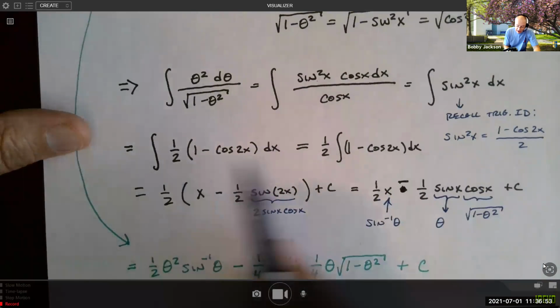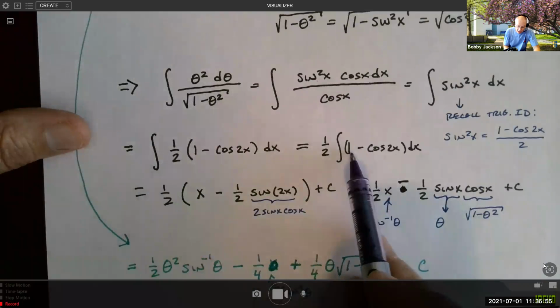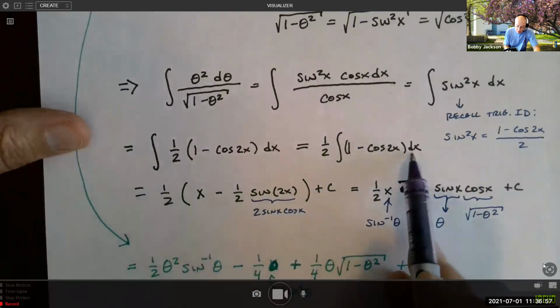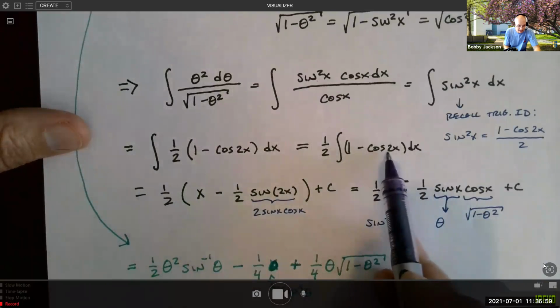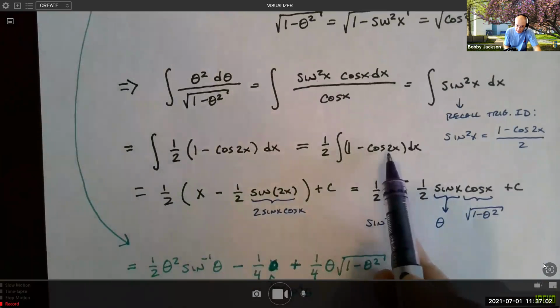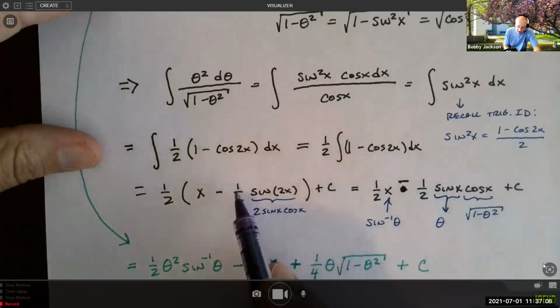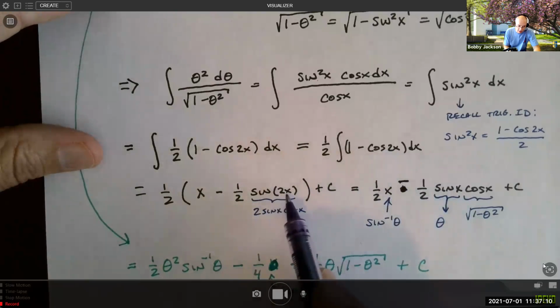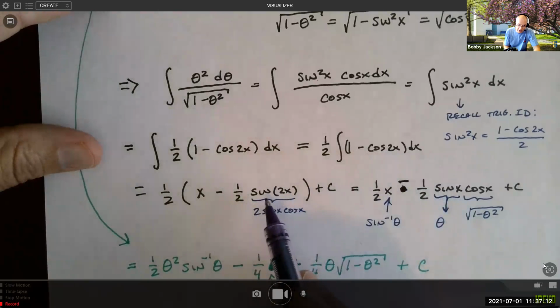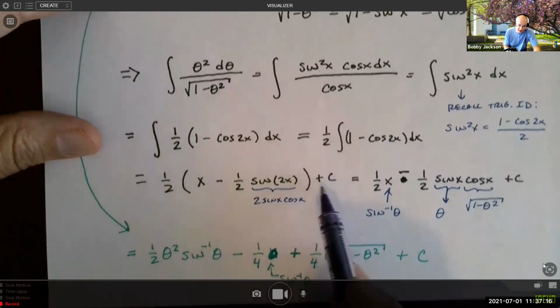Pull the 1/2 out. The antiderivative of 1 is x, right? So with respect to x, antiderivative of cosine 2x, that's a little u substitution. Let u be 2x, so du is 2 dx. I got a 1/2 du is dx. So it's 1/2 sine of u, where u is 2x. I can do that substitution in my head pretty much. Okay, and then plus our c. So there's the antiderivative of that.